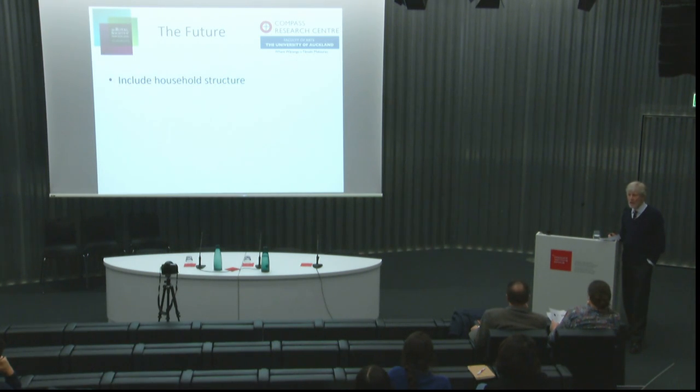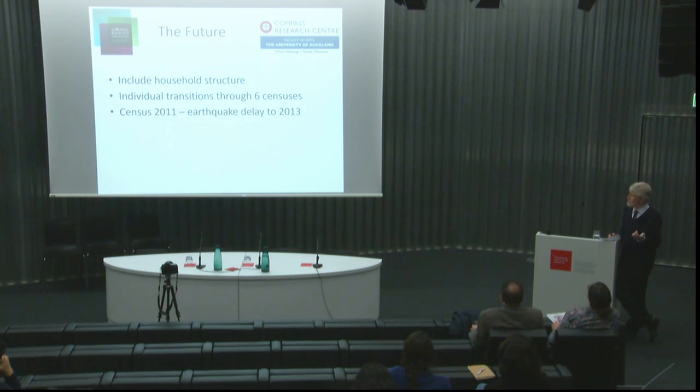we couldn't include household structure. We were defeated by that. So we have individuals. We don't have individuals in changing households. And I'm not sure technically how you do that. We had individual transitions through 5 censuses. We should go to 6 censuses.